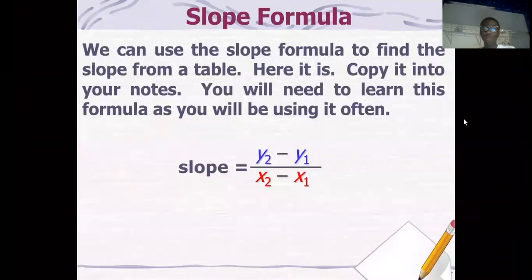All right, slope formula. This is where it gets to the point where you have to pay attention and take notes. Here we go. We can use the slope formula to find the slope from the table. Here it is. Copy it into your notes. You will need it to learn this. You will need to learn this formula as you'll be using it very often during the lesson when you're doing slopes. y2 minus y1 over x2 minus x1.